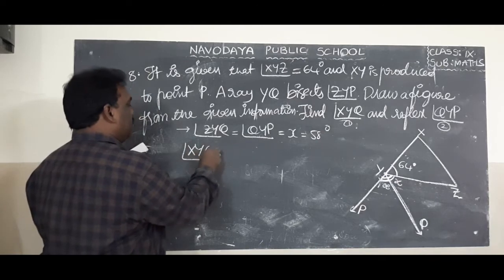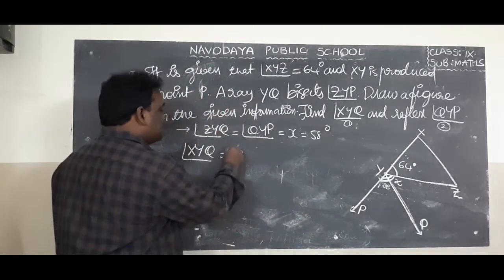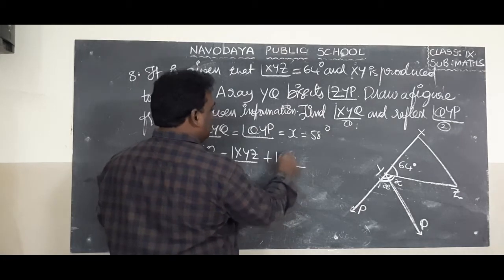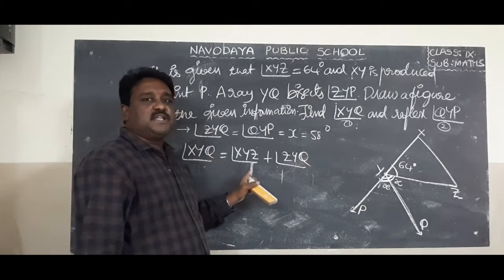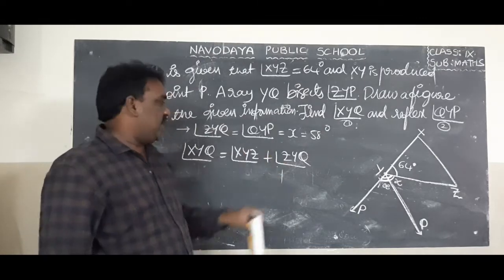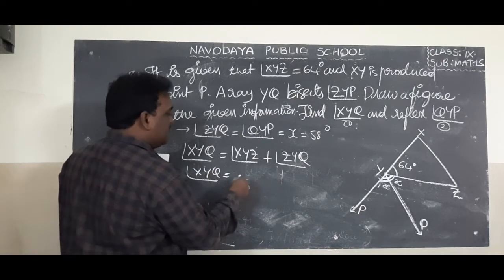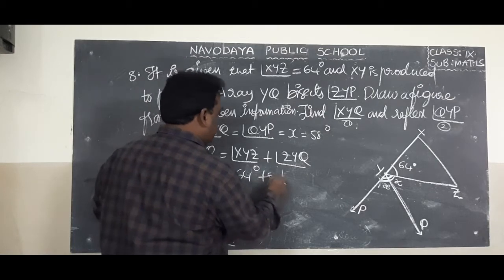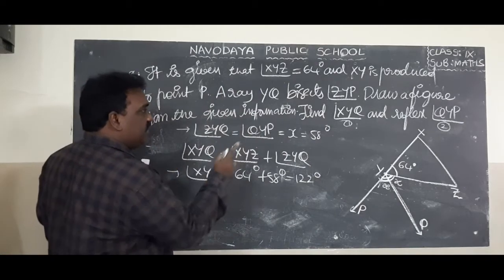First angle we need to find out is angle XYQ. Angle XYQ is the combination of two angles. First angle is what? Angle XYZ. Second angle is what? Angle ZYQ. Number one, angle XYZ plus angle ZYQ. Angle XYZ how much? 64. ZYQ how much? 58. What do we get? 122.